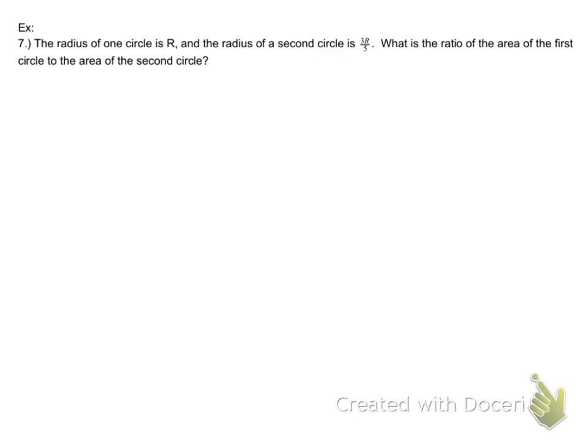I will fix that number there. That's 3r over 5. Okay? So, the radius of one circle is r, and the radius of a second circle is 3r over 5. What is the ratio of the area of the first one to the second one? Ratio of the areas. I'll give you guys a hint. All circles are similar. They all have the same shape, do they not?